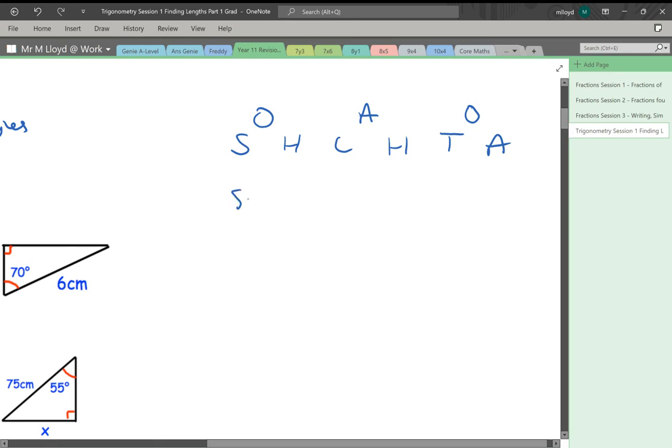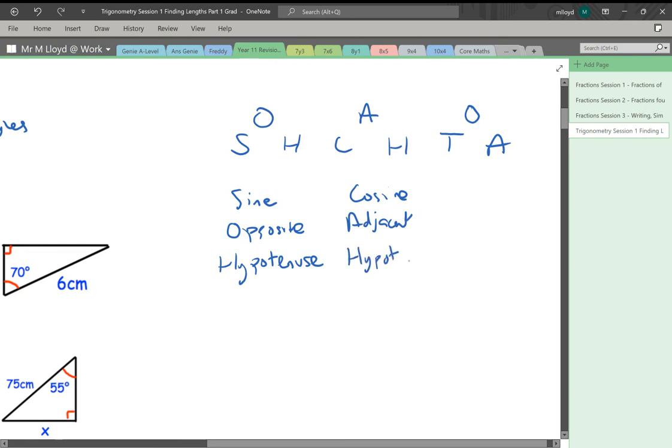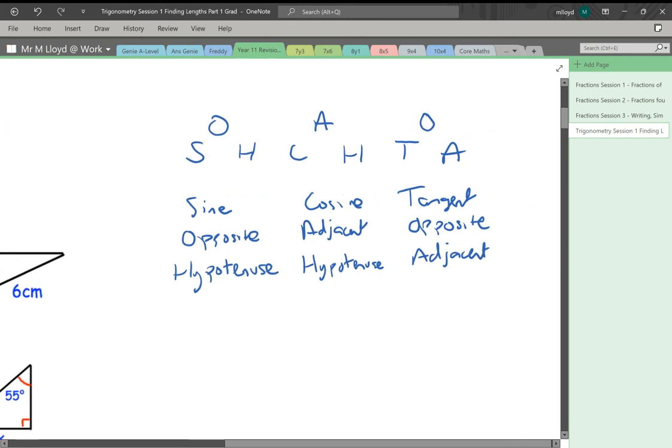So we have sine or sin, that is the trig function, opposite, and then hypotenuse. We've got cosine, again the trig function, the adjacent, and then hypotenuse. And then we've got TOA, which is tangent, opposite, and the adjacent. So they are very, very key pieces of language that we need to remember.